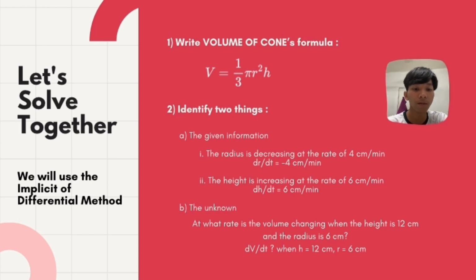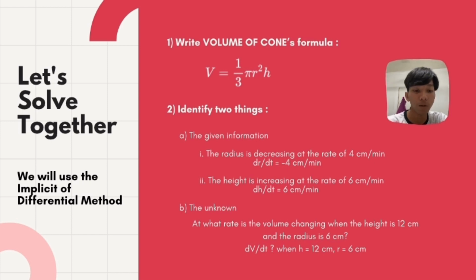For the given information, the first given information stated in the problem statement is that the radius is decreasing at the rate of 4 cm per minute, which we can assign as dr/dt equals negative 4 cm per minute. The second given information is that the height is increasing at the rate of 6 cm per minute, which we can assign as dh/dt equals 6 cm per minute.